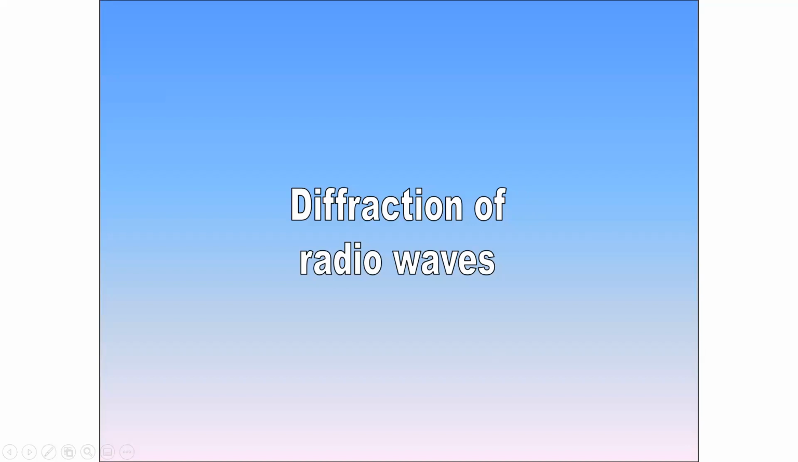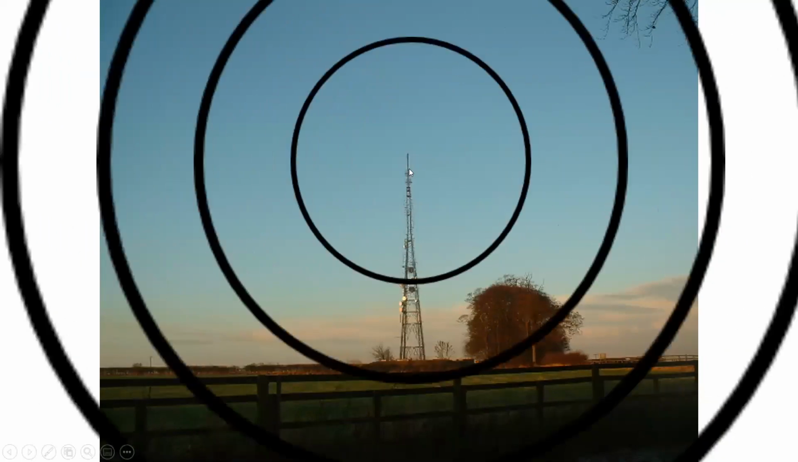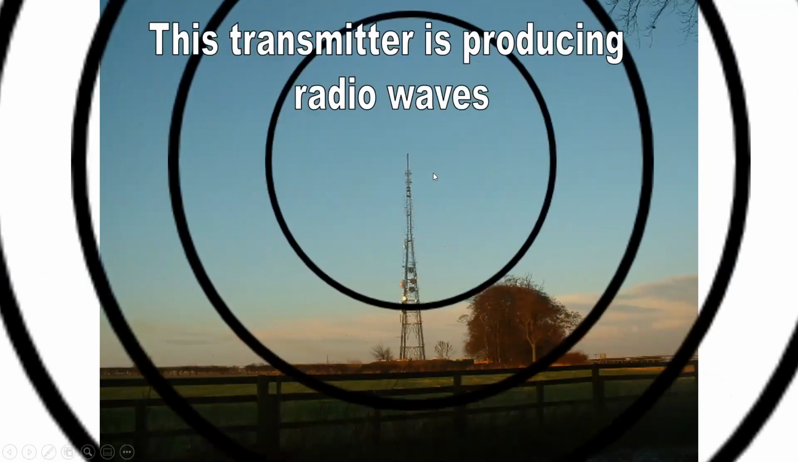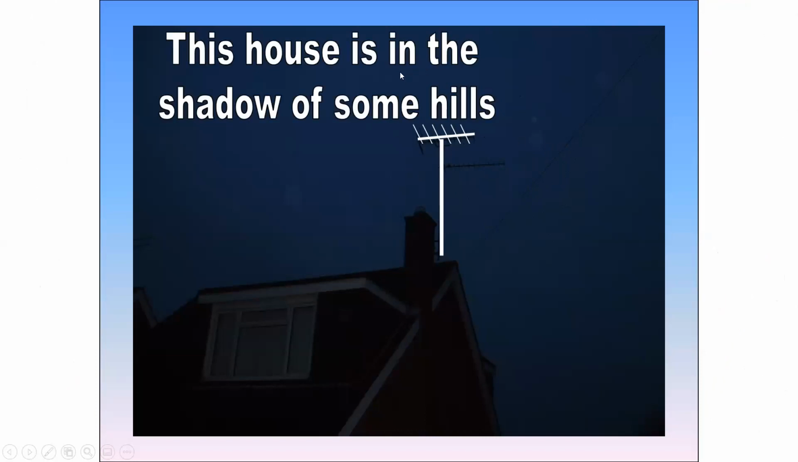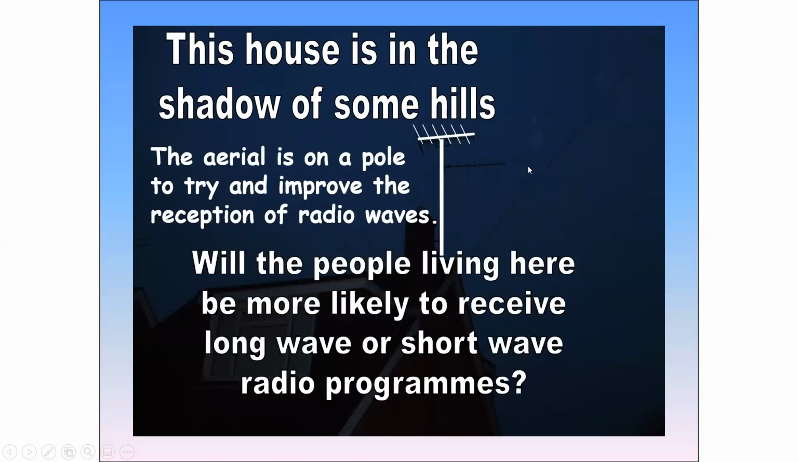Diffraction of radio waves. Radio waves also diffract or spread out. For example, this tower is emitting radio waves in all directions. These are the wave fronts. A transmitter is producing radio waves, and this antenna is used to detect them. This house is in the shadow of some hills, next to the hills, and the aerial on the pole is trying to improve the reception to receive more radio waves.